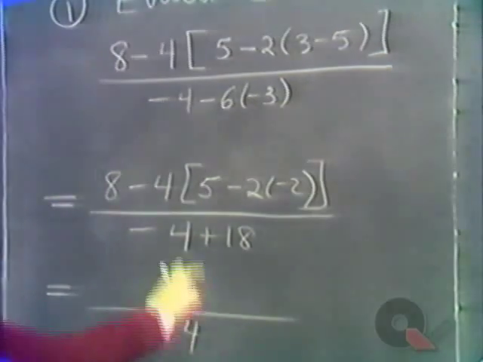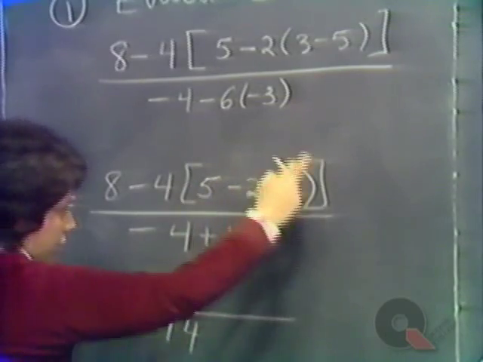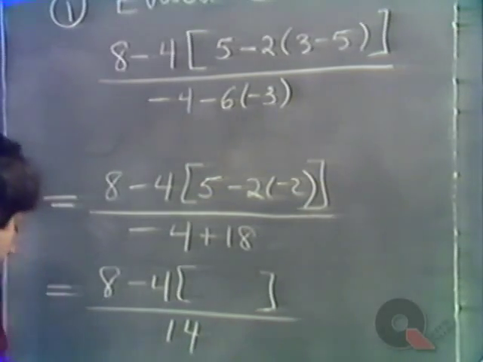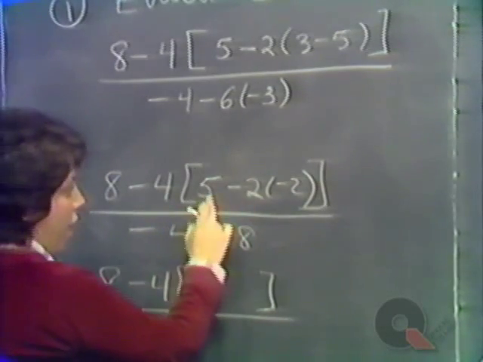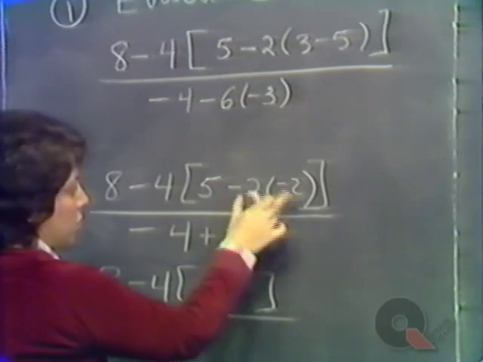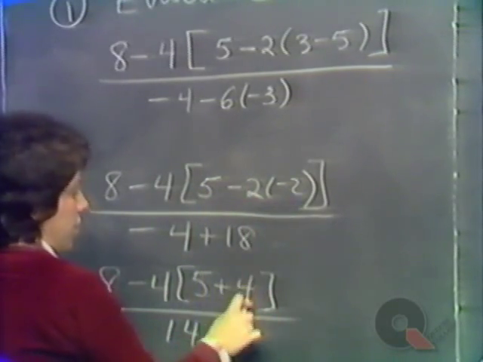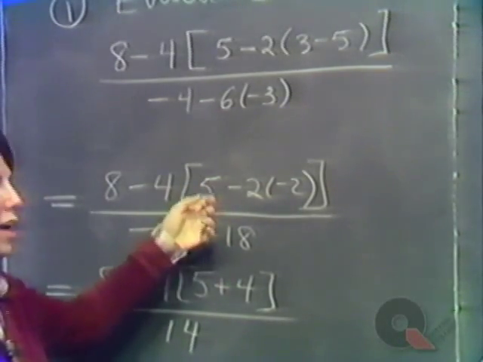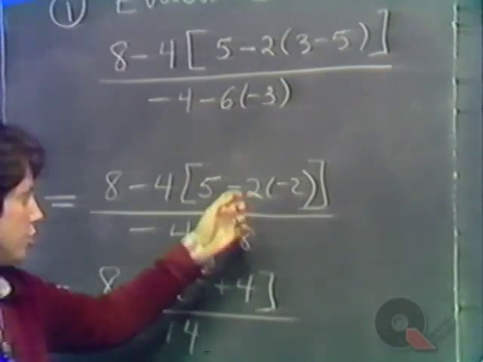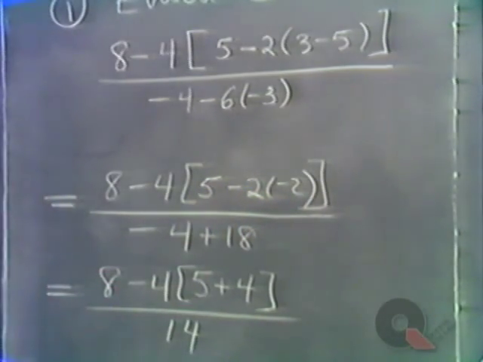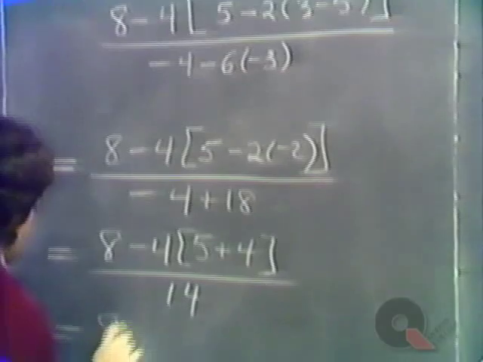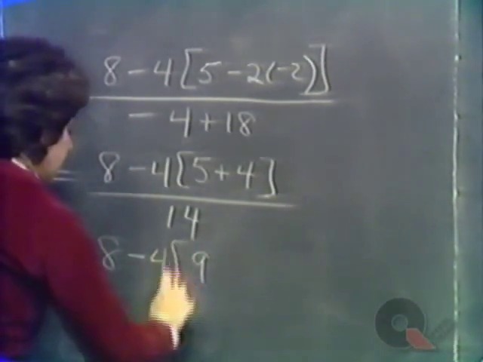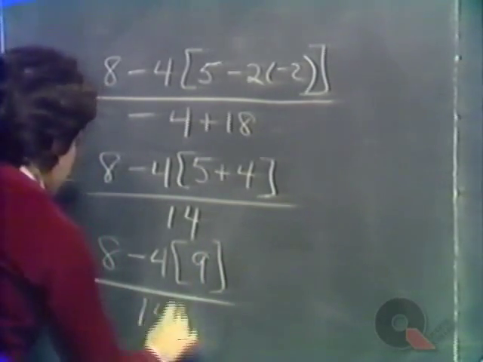Now upstairs. Okay, we're still inside this grouping symbol here. 8 minus 4 times 5. Now, minus 2 times minus 2 is plus 4. 5 plus 4 here. Okay, 5 plus 4, that's 9. It would have been entirely different if you were to subtract and get 3 times minus 2. You do the multiplication before that subtraction. 8 minus 4 times 9 over 14.